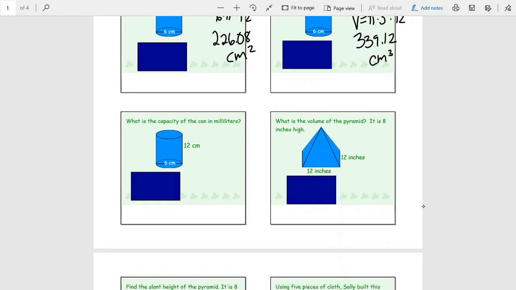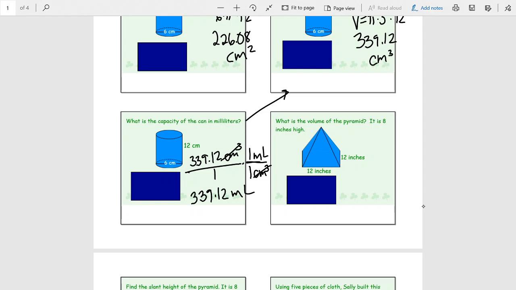Okay, now what is the capacity of the can in milliliters? Well, this is still a measurement of volume. We just want to convert the 339.12 centimeters cubed that we had in our previous example and turn it into milliliters. Well, like we learned in a lesson just recently, we need to use a unit multiplier to change this. And what we've learned is that we have 1 centimeter cubed is equal to 1 milliliter. So I'm just going to use my unit multiplier to say I'm going to put that 1 centimeter cubed on the bottom and 1 milliliter on the top. Gets rid of the centimeters cubed, and really it's just 339.12 milliliters.